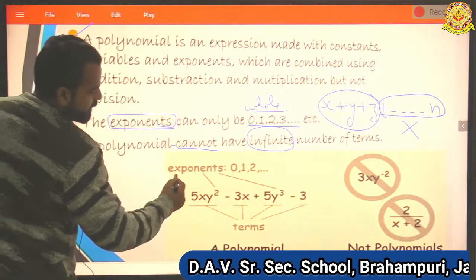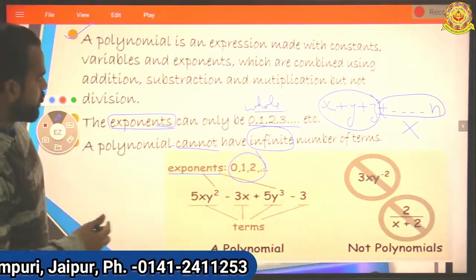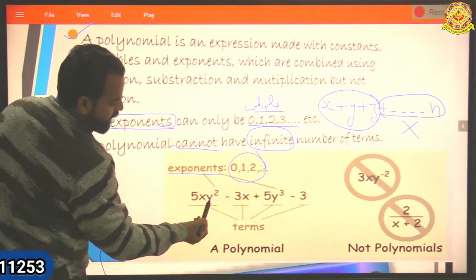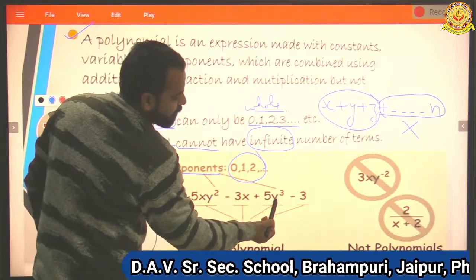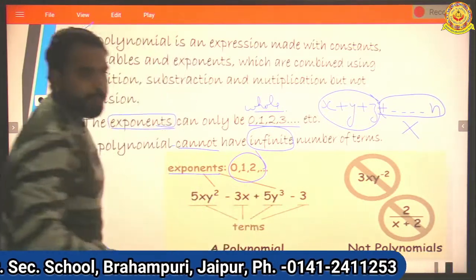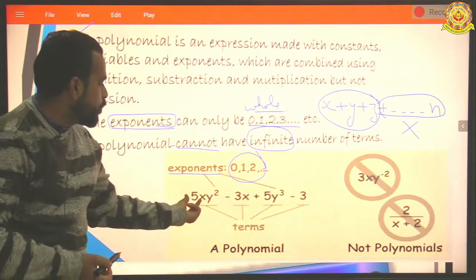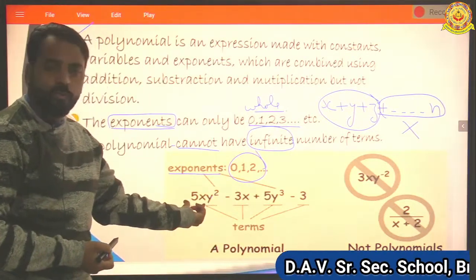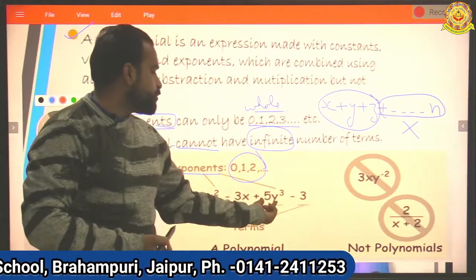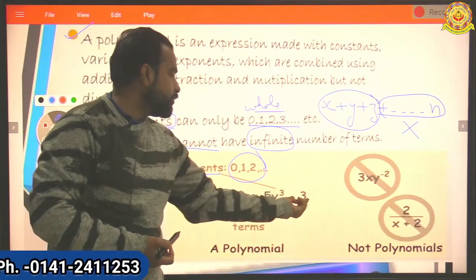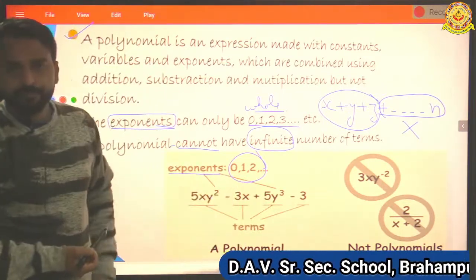So here the exponents are 0, 1, 2, 3. Look, 5xy raised to the power 2 minus 3x plus 5y cube minus 3. Now we can see that these are four terms. First term is 5xy square, second term is minus 3x, third term is plus 5y cube, and the fourth term, which is the constant value, is minus 3. So these are the four terms, correct?